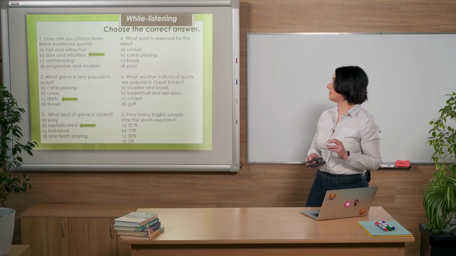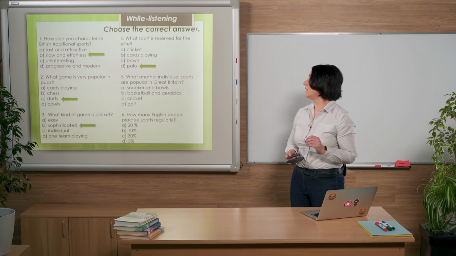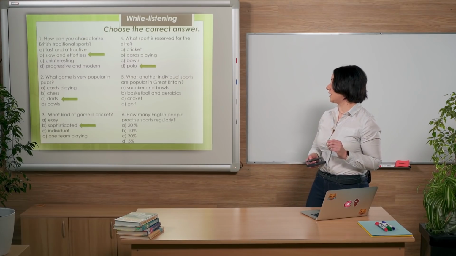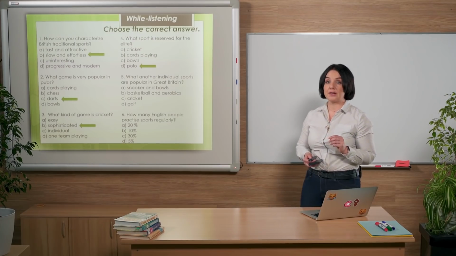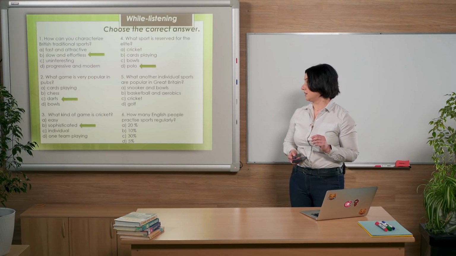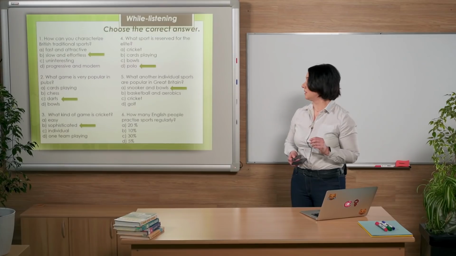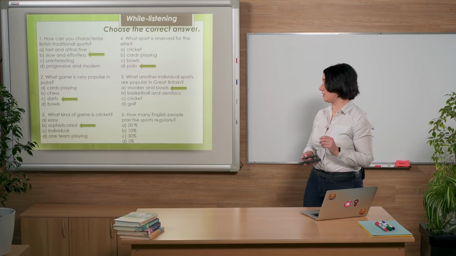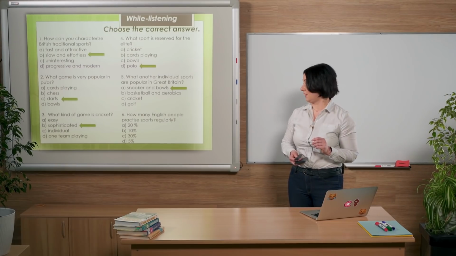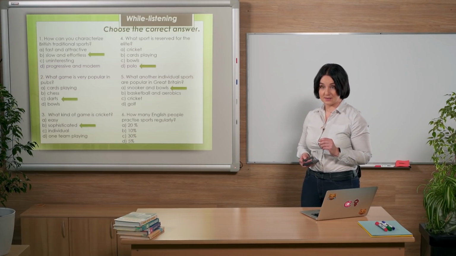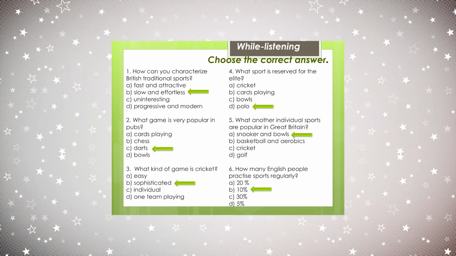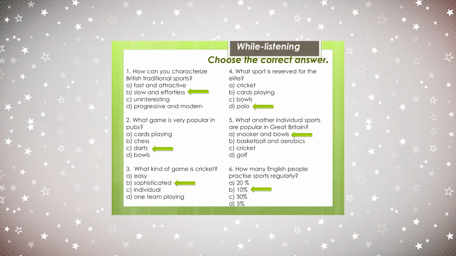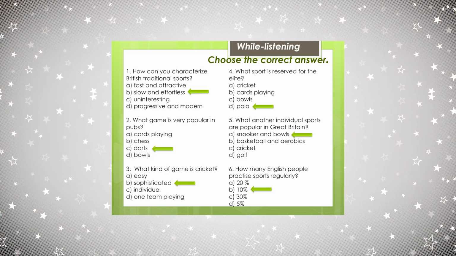What sport is reserved for the elite? And it is polo. Then, what other sports are popular in Great Britain? And they are snooker and bowls. Then, how many English people practice sports regularly? And the number is 10%. Only 10% of the British people practice it regularly.